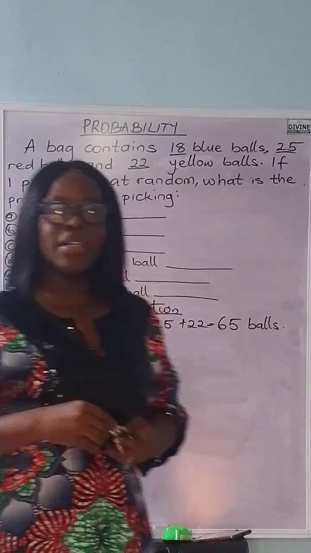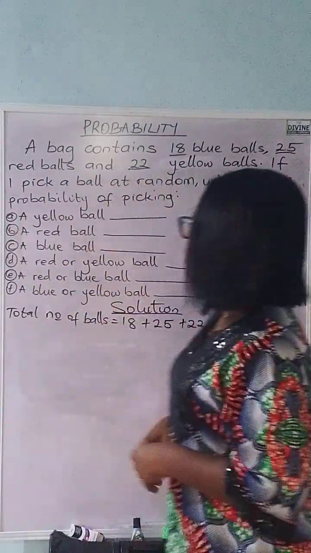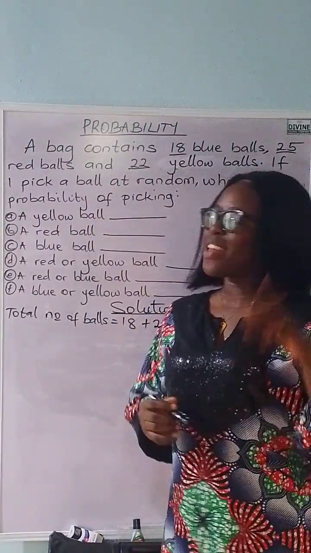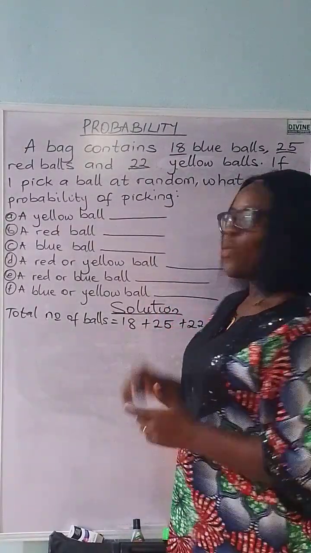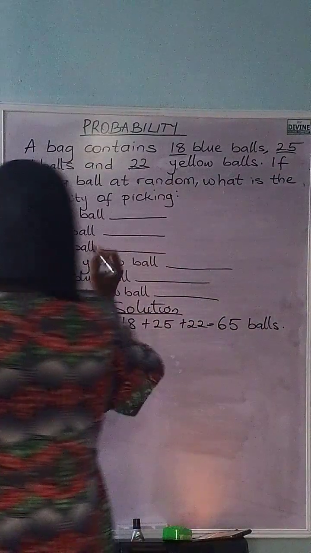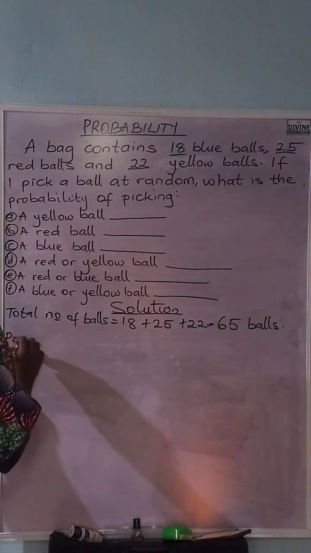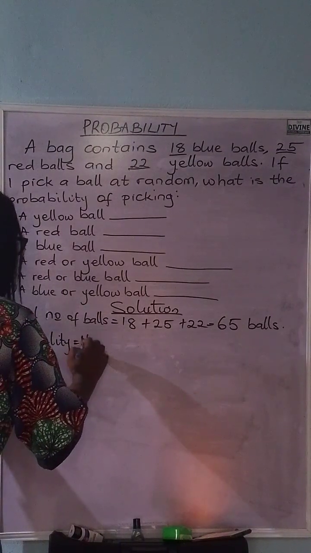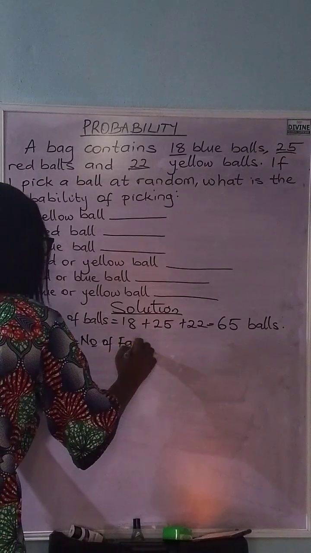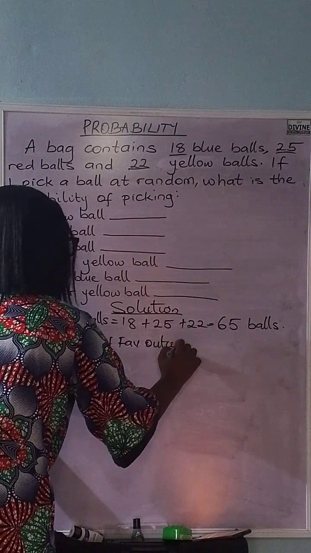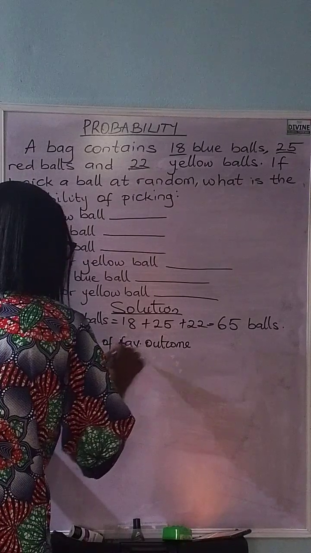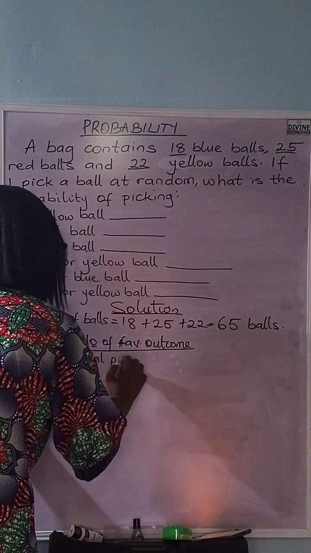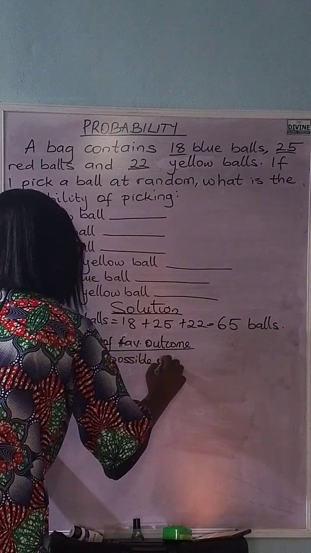Now that we know the total number, the total possible outcome, we can then start solving the probability of getting a yellow ball. Based on what we did in the last class, can you reason what we can do with this question? Fine, let's start. So probability is the number of favorable outcomes over total possible outcomes.